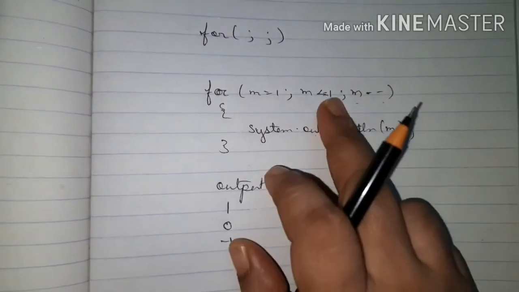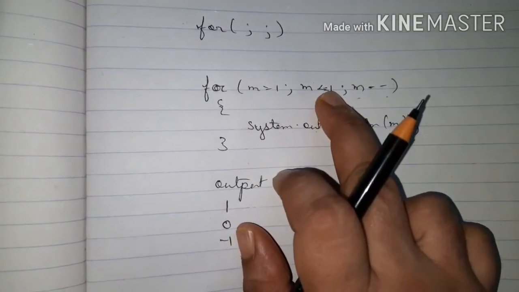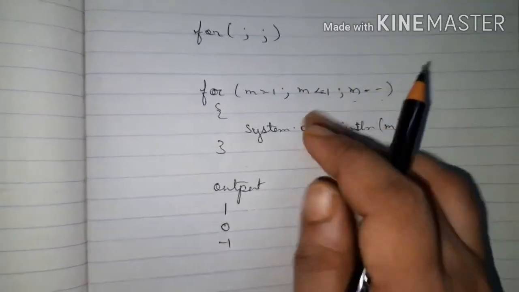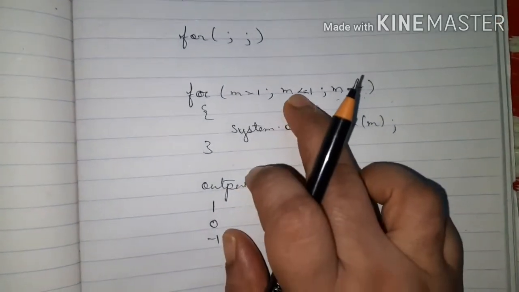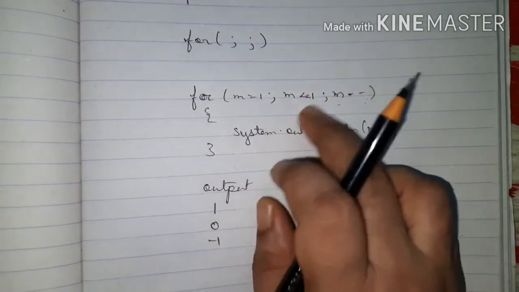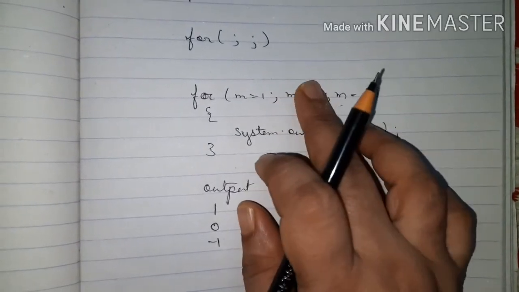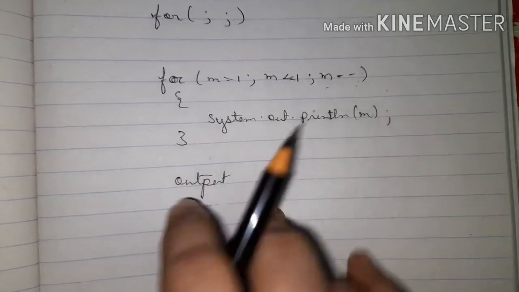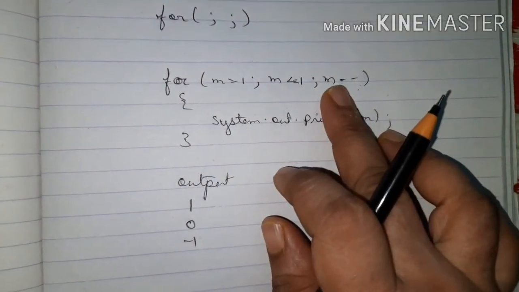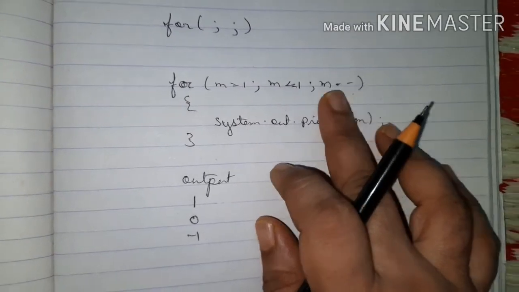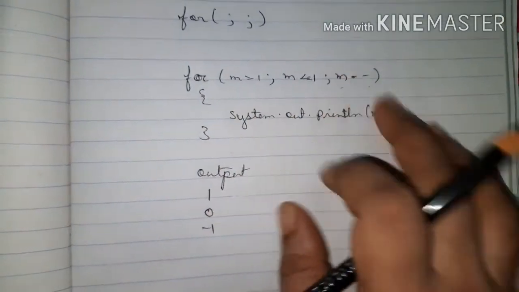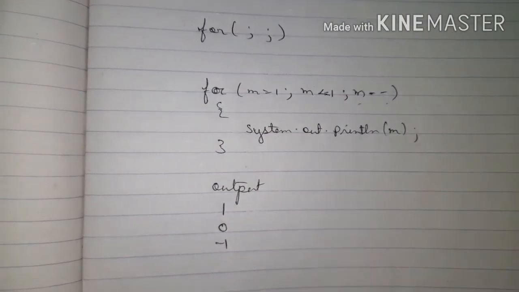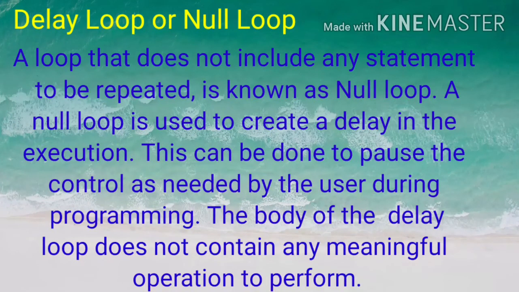There is no control on the decreasing. If I had given the condition m greater than or equal to minus 1, then it would have stopped. But since the condition is m less than or equal to 1, because of the wrong condition and the wrong decrement instead of increment, the loop became endless. This type of loop is called an infinite loop.